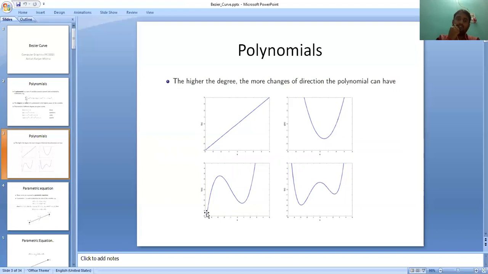Again, you can see this is the equation of the cubic polynomial. There are three changes in direction: first is positively sloped, second one is negatively sloped, and third one is positively sloped. So this is two changes in direction, and this is the quartic equation. And in the quartic equation there are three changes in direction: first, second, third, three changes in direction, and four changes in slopes. So this is the property of the polynomial.